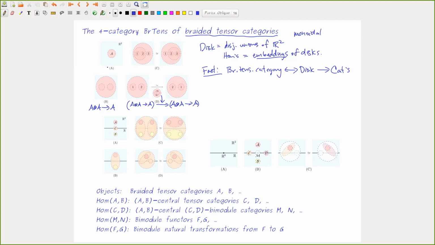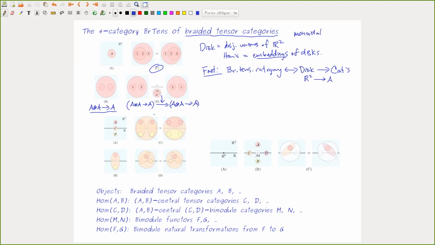So that's why I'm labeling it with this object A. So the R2 goes to some category A. And this picture here was telling me that because I can embed two disks, I get a multiplication functor. This diagram here is telling me that it should have an associator, should be a tensor category. And this structure here is the braiding.